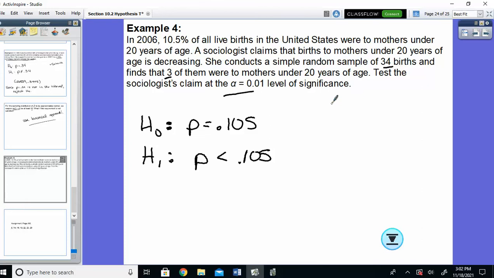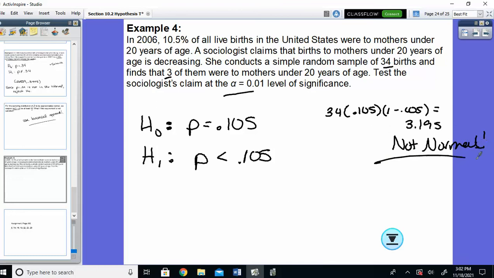Okay, when I go to check my criteria, 34 would certainly be less than 5% of the whole population. But if I do my n times p times 1 minus p, we get 3.195. So this means it is not normal. I cannot use the normal table and the z's to find this. All right, so our approach has to change.